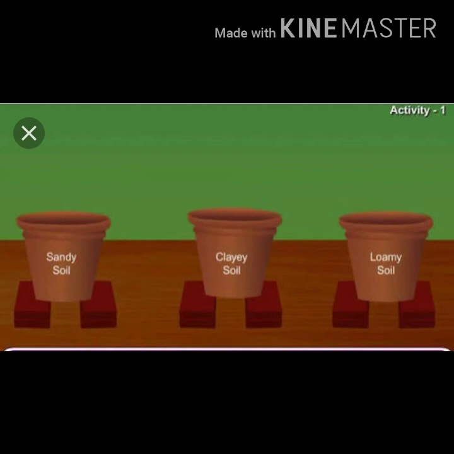The loamy soil has a lot of humus in it. It has the right water holding capacity for the growth of plants. Then the remaining part that we will discuss in the next class.